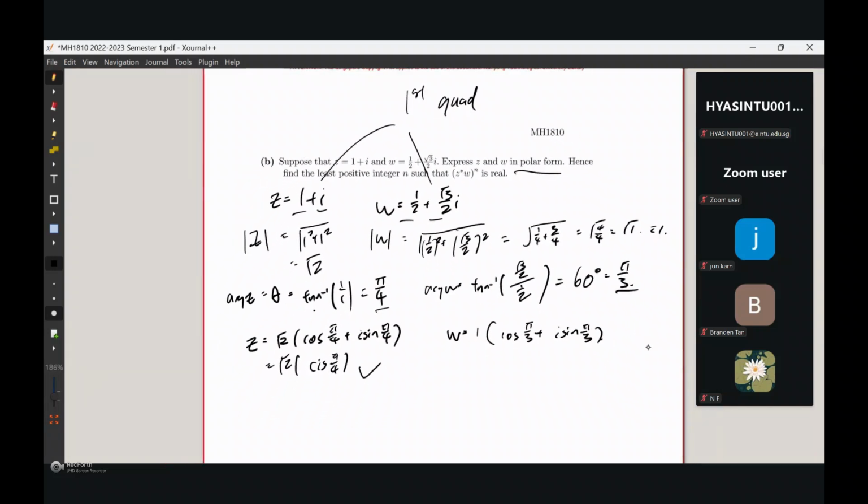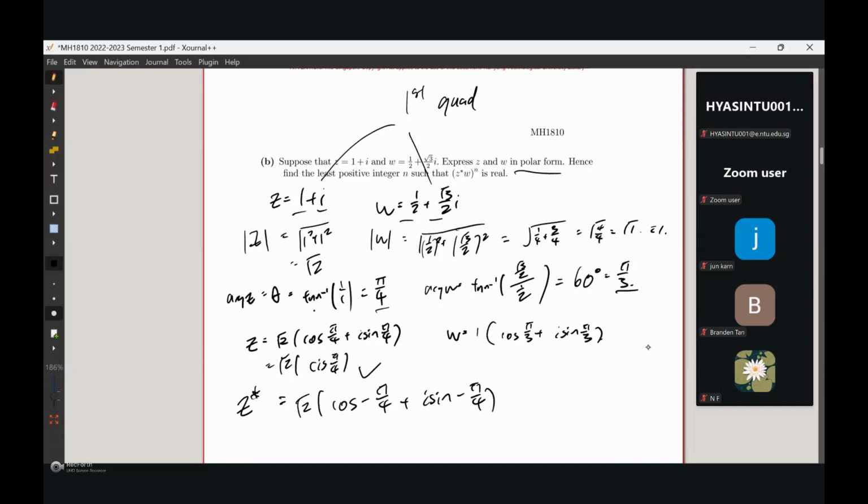Okay, so from here, hence find the least positive integer n such that z star w to the power n is real. So first, what is z star? z star is basically z, but you flip the sign of the argument. So you have square root 2 cosine of negative pi over 4 plus i sine of negative pi over 4.